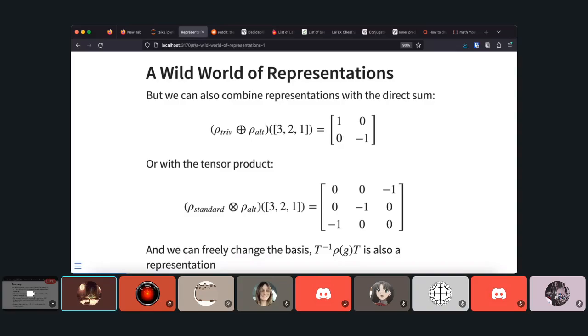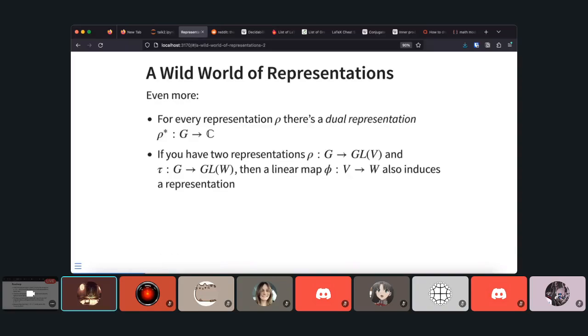But that's a perfectly good representation, and you can also take the tensor product, which, there are lots of ways to talk about tensor products, and hopefully maybe we'll learn more about them soon. But you can represent it as a matrix where you basically do the Kronecker product. That's another way to take 2 representations and put them together. And then also, honestly, you can change the basis and just get a perfectly good representation. And honestly, it's even crazier than that, because for every representation, you get a dual representation.